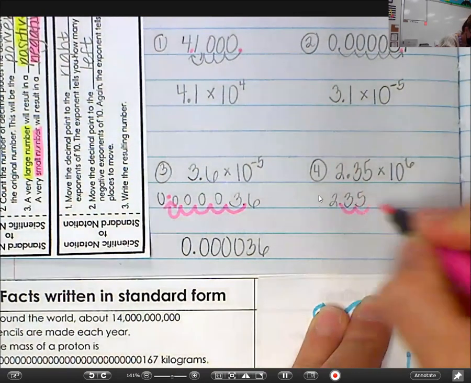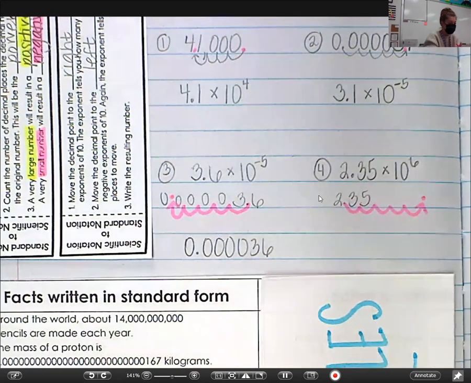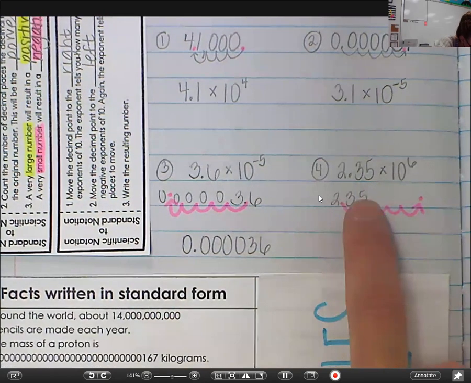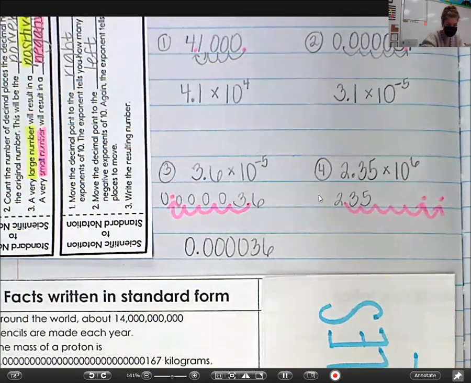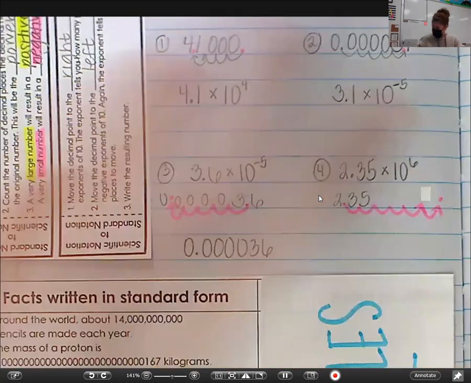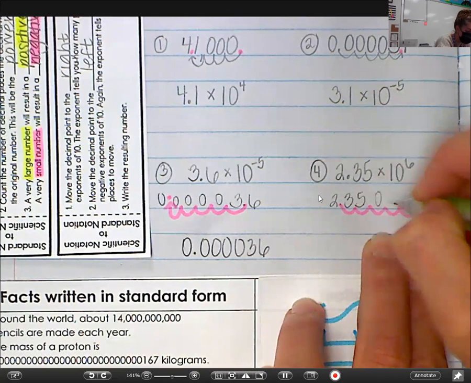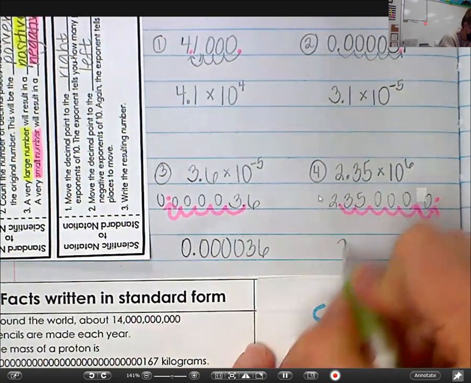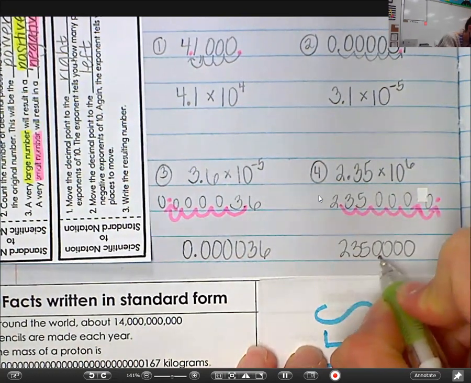1, 2, 3, 4, 5, and fill in my zeros. Oops, sorry, did I do only 5? 1, 2, one more, 6. And put in some zeros. 2, 3, 5 with 1, 2, 3, 4 zeros and put commas.